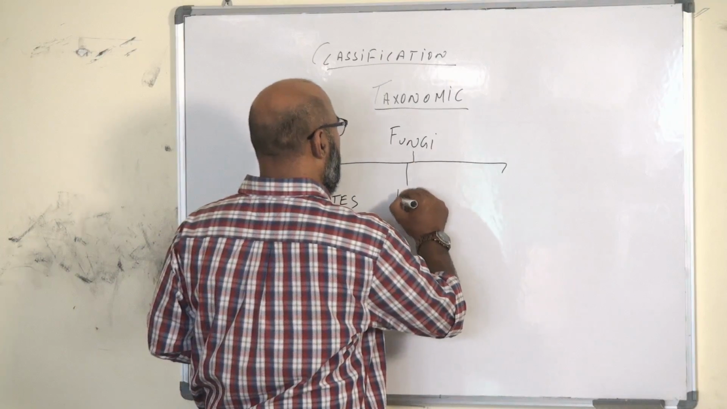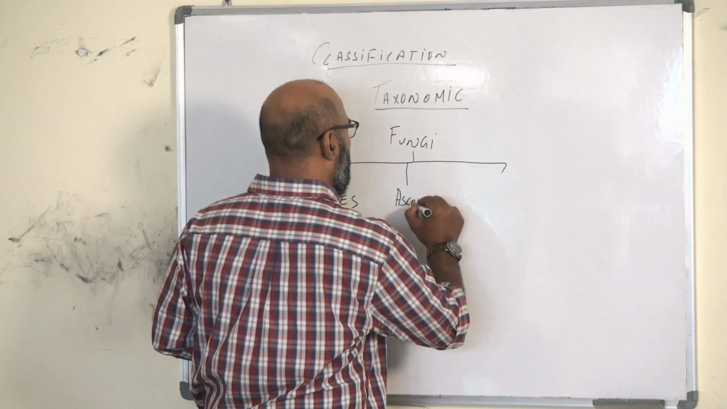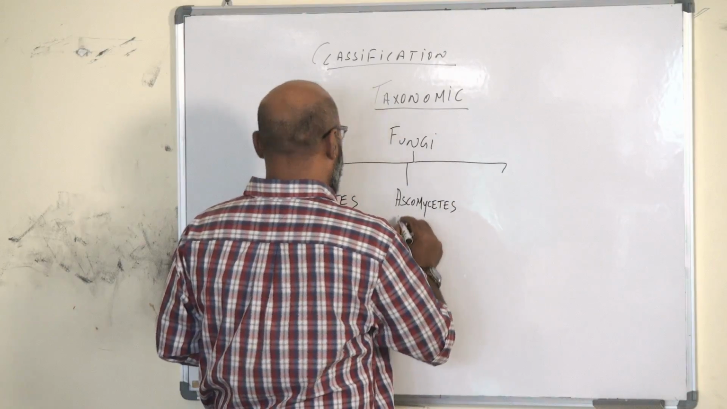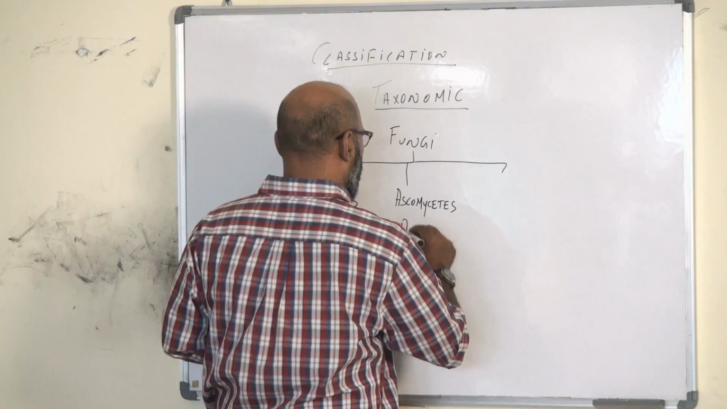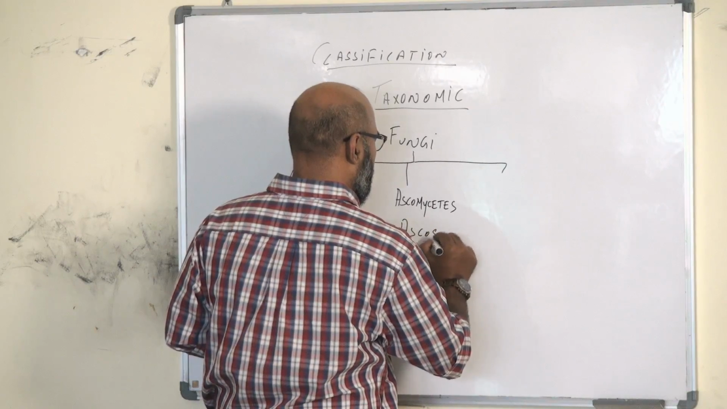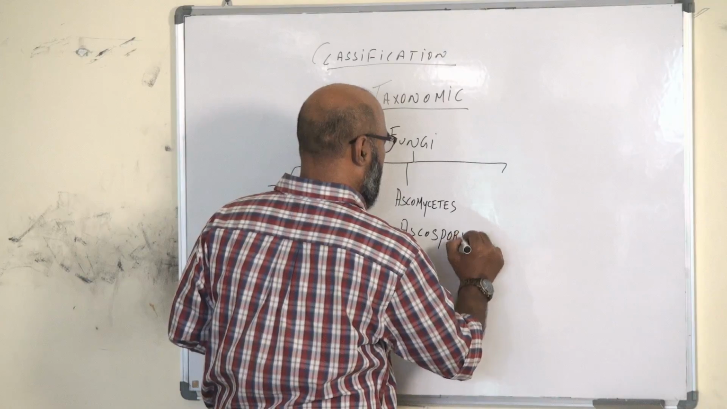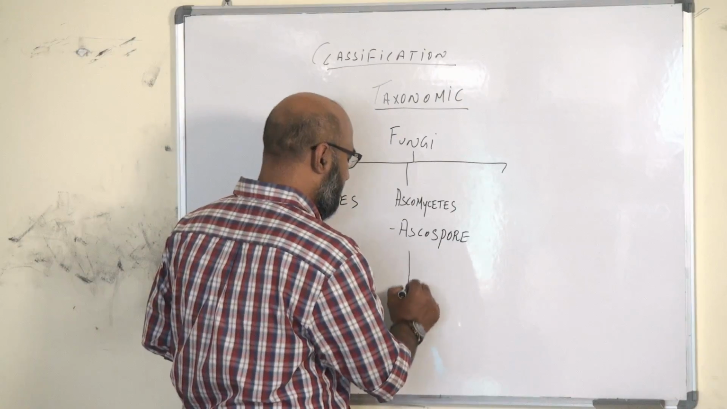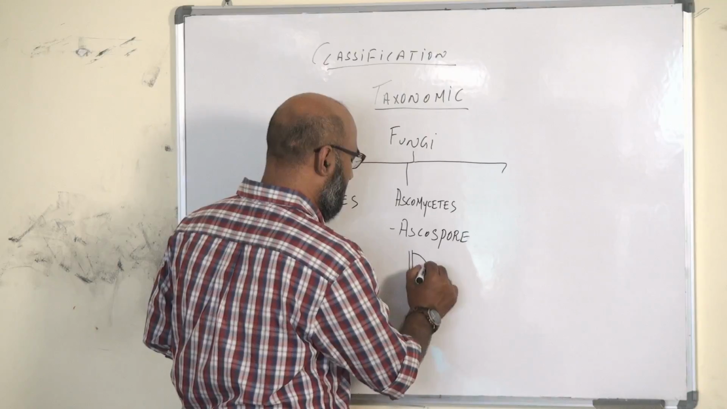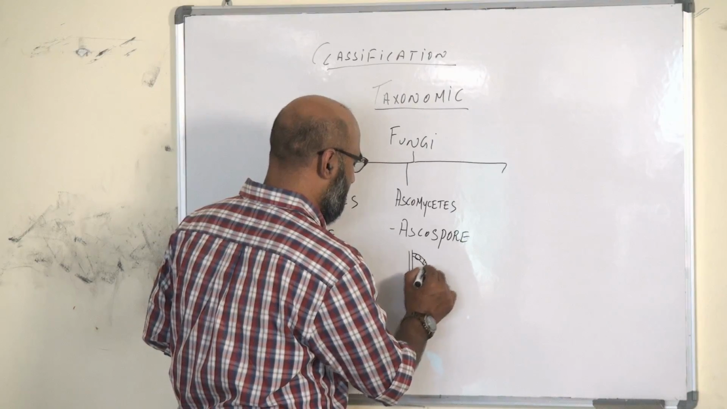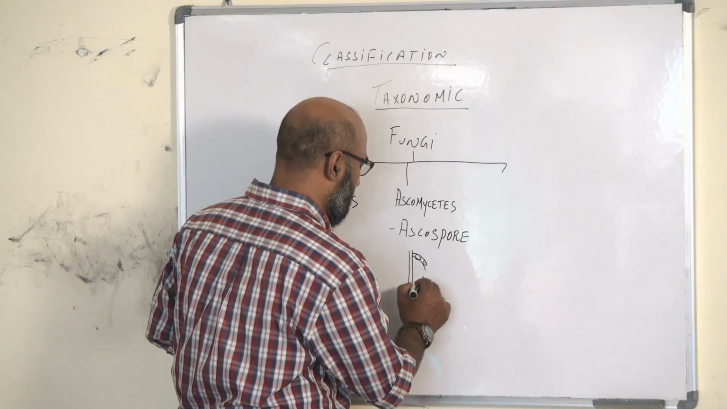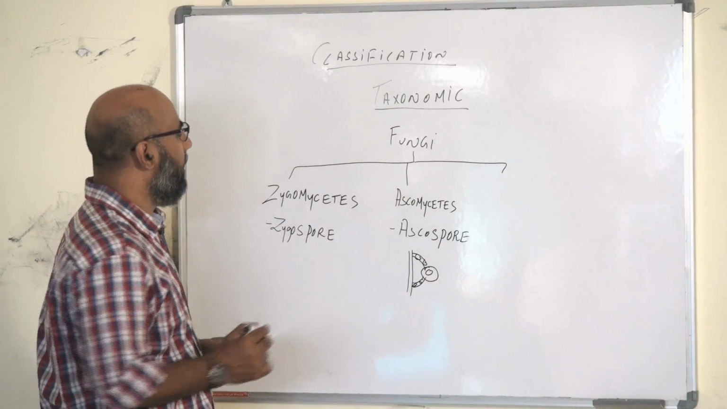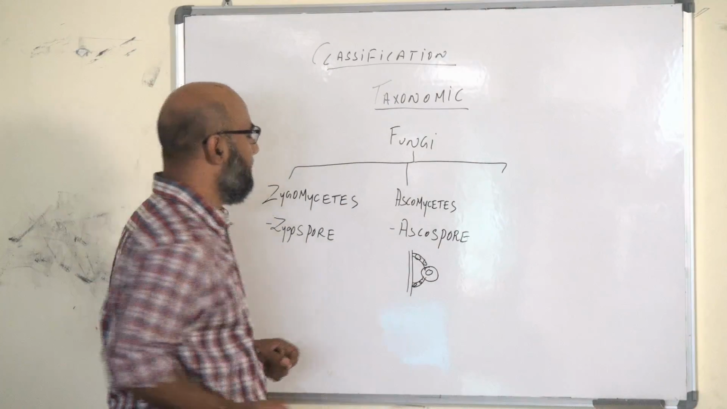Second one is the ascomycetes. Here the sexual spore is the ascospore. By the way, what does asco mean? It means it is a sac-like structure. The spore is contained in a sac-like structure. This is the ascospore, and the class is called ascomycetes.